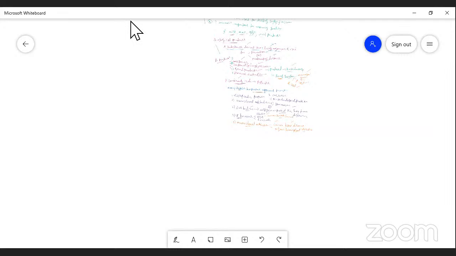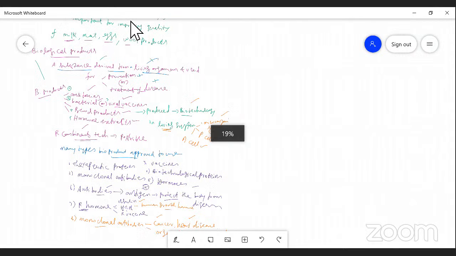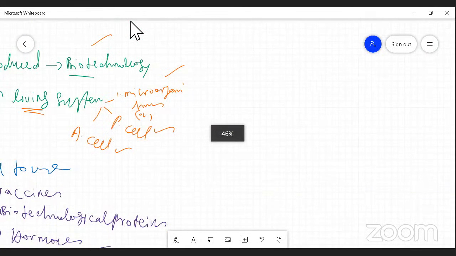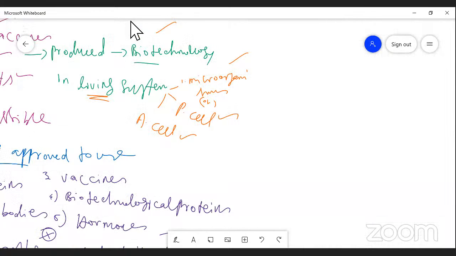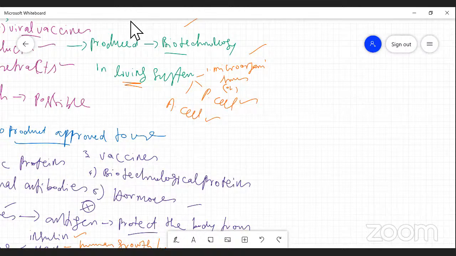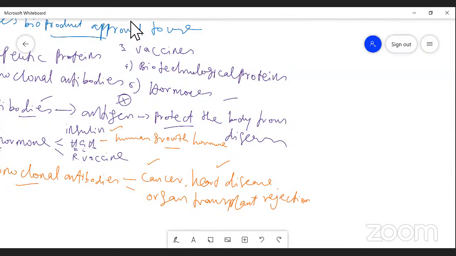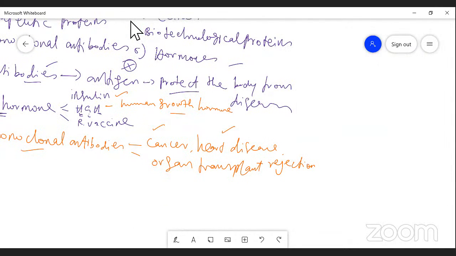Monoclonal antibody is one of the approved bioproducts, and it is used for treatment of cancer, heart disease, and also organ transplant rejection.